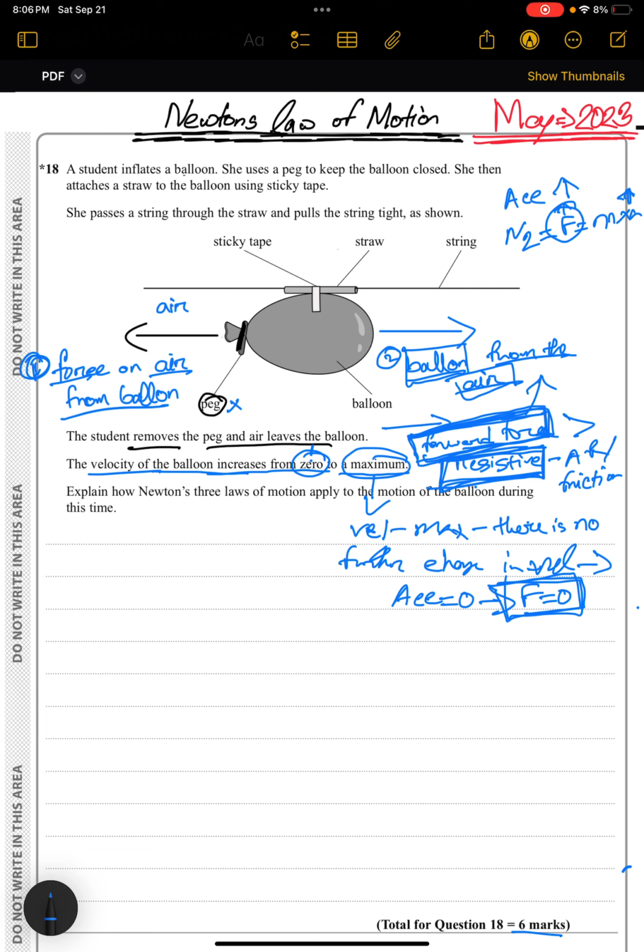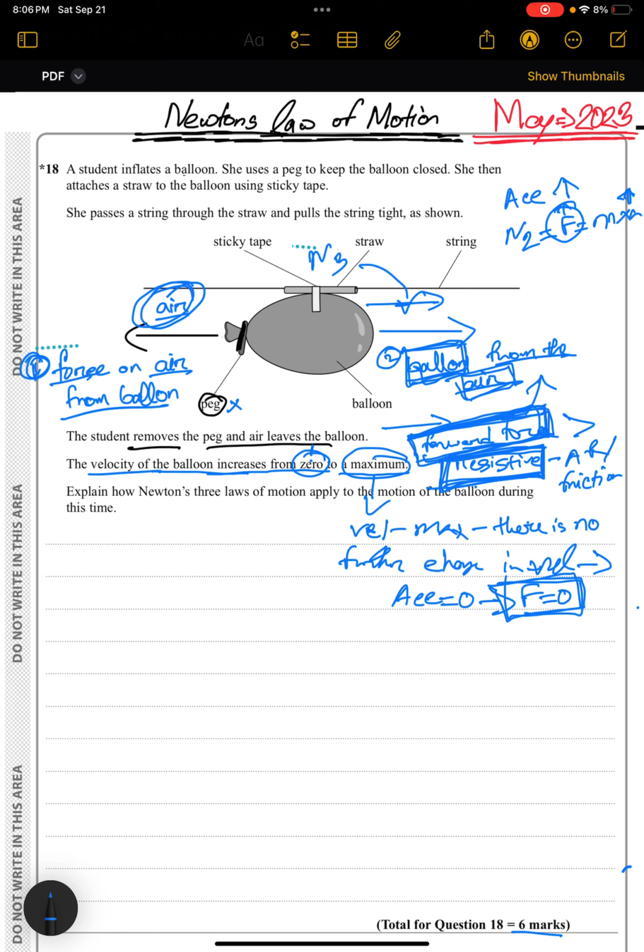This is the first point, which was the force on air from the balloon, as air is exerted from the balloon. So there is a force on air from the balloon, and according to Newton's third law, the air will also exert an equal and opposite force on the balloon. So, force on the balloon from the air. As there is a force on the balloon, there is a forward force on the balloon from the air. This forward force is greater than the resistive forces. At first, the forward force is greater than the resistive forces.